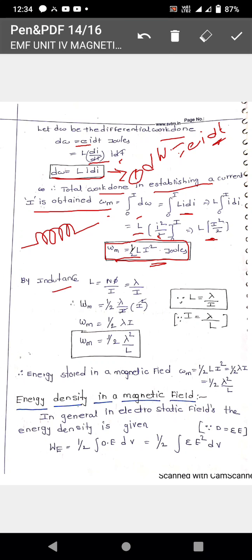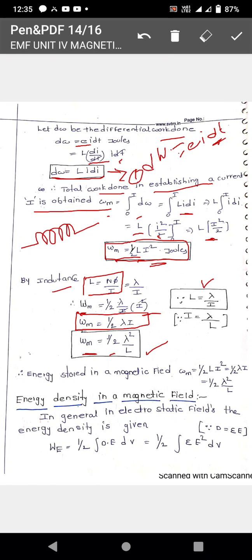We know that inductance is N phi by I, or lambda by I. Therefore, the energy stored in the magnetic field, Wm, equals half L I square. Since L equals lambda by I, we can substitute lambda by I in place of L. Then I and I square, one of the I's gets cancelled. Therefore, Wm, the energy stored in the magnetic field, is half into lambda I. That equals Wm equal to half lambda square by L.